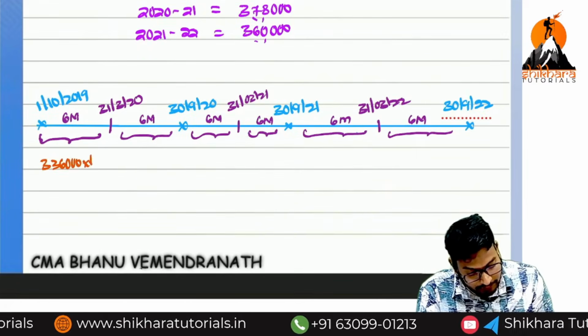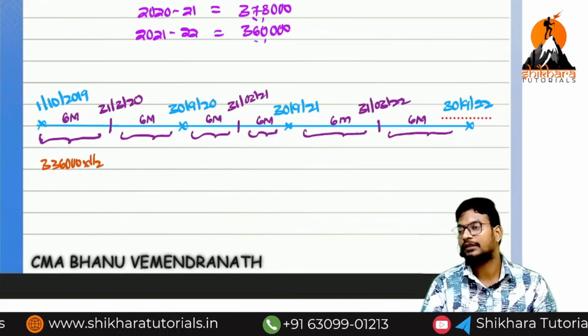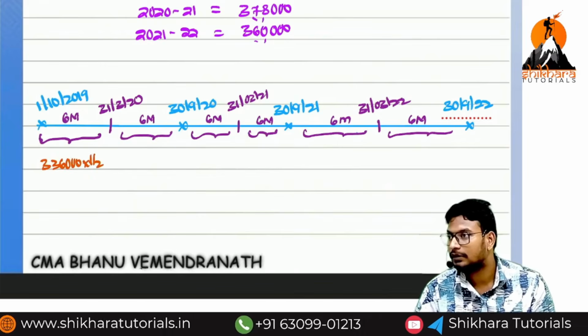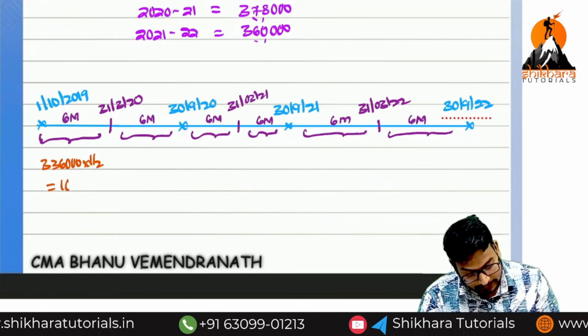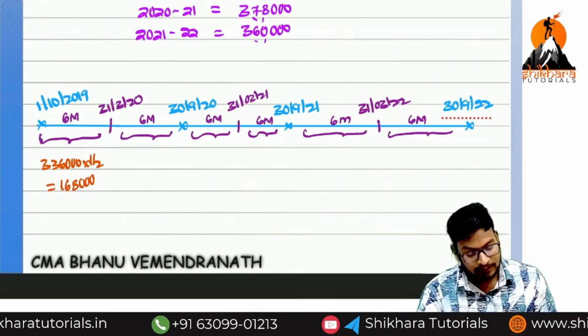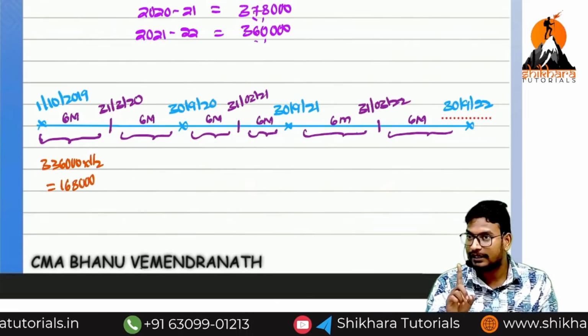3,36,000 into 1 by 2, 6 months, nothing but 6 by 12. That is equal to how much? 1,68,000. Only 1,68,000 belongs to our current year.